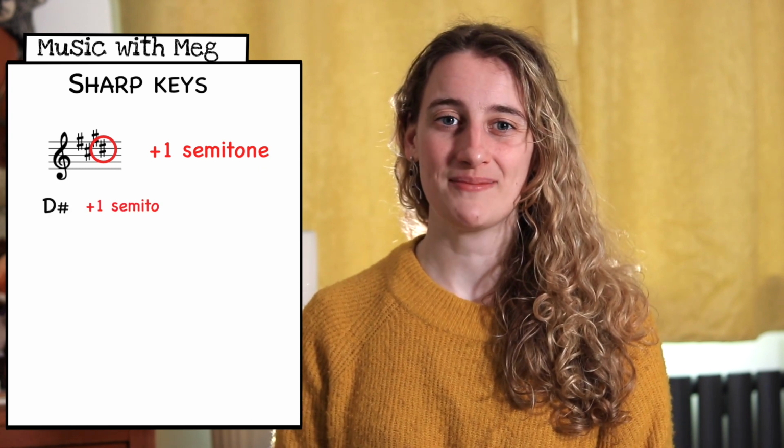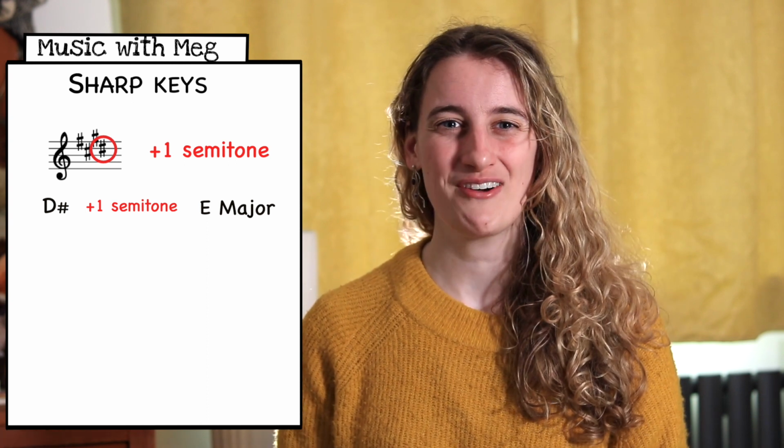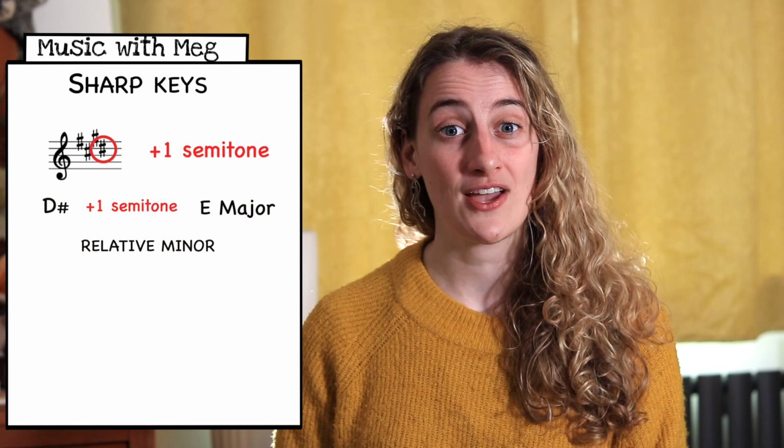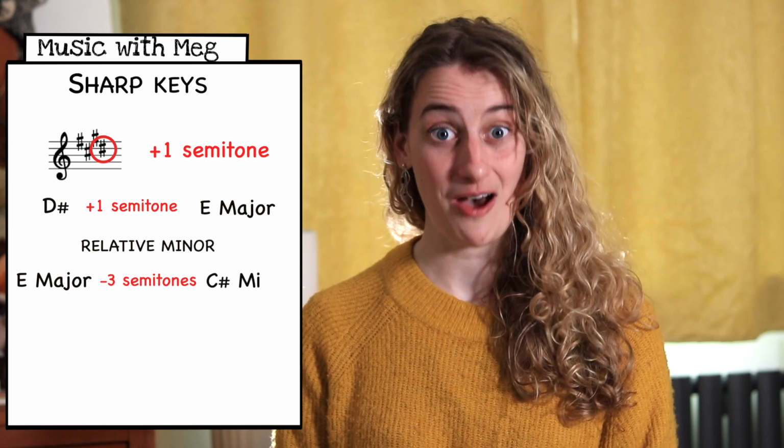So for example, if your most recent sharp is D sharp, then you go up one semitone, and you'll know that our key is E major. But what if it's a minor key? Well, as we've learnt before, to work out the relative minor, we just need to go down three semitones. So three semitones from E is C sharp minor. So our key signature is either E major or C sharp minor.